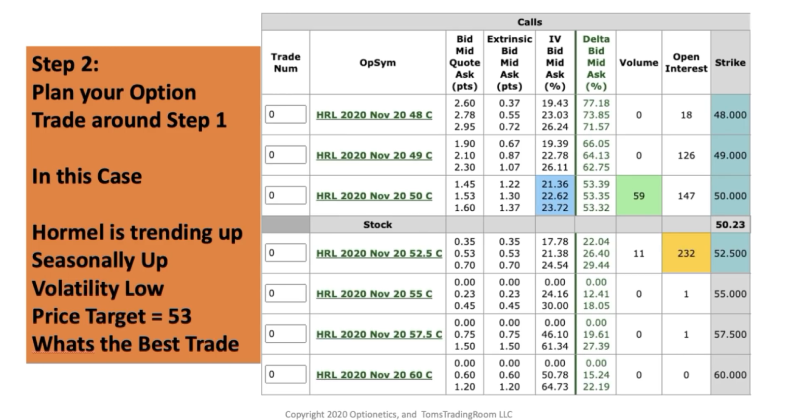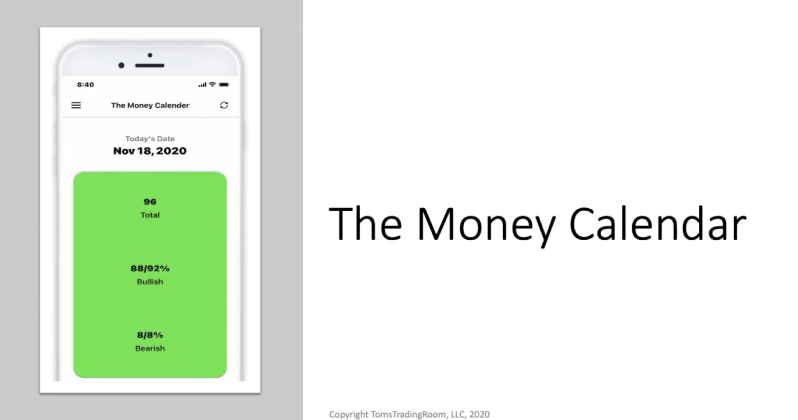So the money calendar on my phone kind of looks like this. So it opens up, it gives me today's date, and it tells me the total number of trades, how many are bullish, how many are bearish.